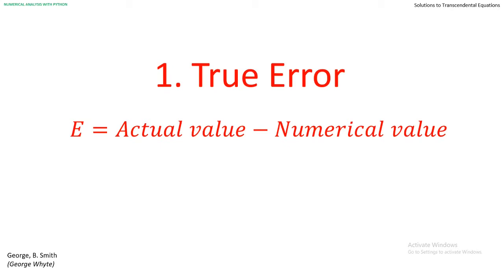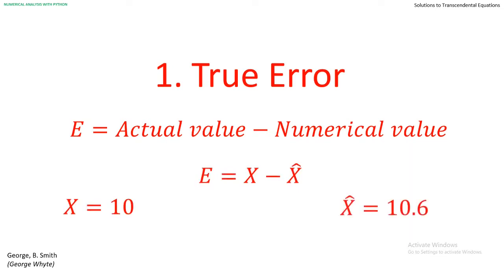Let me just give you an example first. So we have an example to be the actual value being 10 and the numerical value being 10.6. So if the actual value is 10 and the numerical value is 10.6, you are going to get a result of minus 0.6. That's what you're going to get. But as you can guess by now, this value you have here is negative, and most times we are not interested in whether the value is going to be negative or positive. We just want to know the magnitude of the value we are getting.